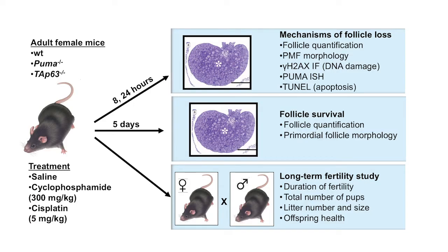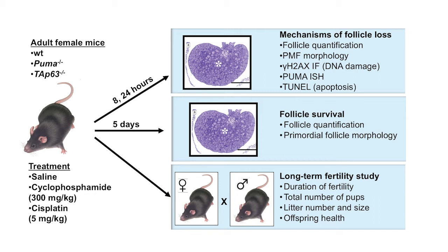And so she designed a very simple series of experiments to investigate this. She used adult female mice that were either wild type, deficient in Puma, or deficient in P63, which is that upstream transcriptional activator of Puma. These mice were treated with saline, cyclophosphamide, or cisplatin. She harvested ovaries 8 or 24 hours later to look at mechanisms of follicle loss, and to do this she counted follicles, she looked at primordial follicle morphology, she looked at markers for DNA damage and apoptosis.